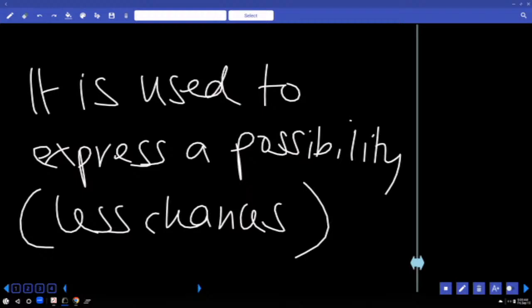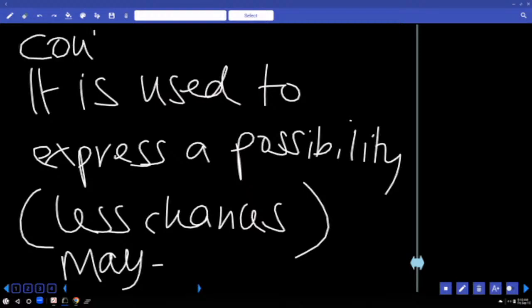In English, we have 4 helping verbs to express the possibility. What are the 4 helping verbs? One is may. May, chances are more. If you don't know, please write important. May, chances are more. Possibility, chances are more. But where chances are less, we have 3 helping verbs. One is should. Second one is could. And the third one, many of you may know, might.